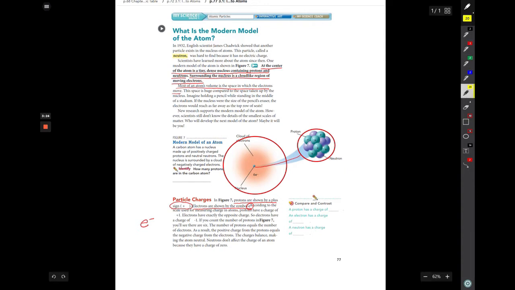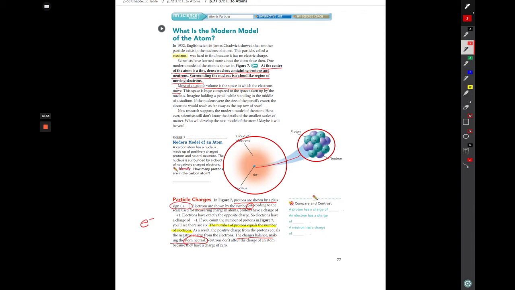Very important statement here. The number of protons is always equal to the number of electrons. The number of protons is always equal to the number of electrons. So because of that, the number of positive charges are going to equal the number of negative charges. So those charges balance each other out. So the atom itself is neutral.